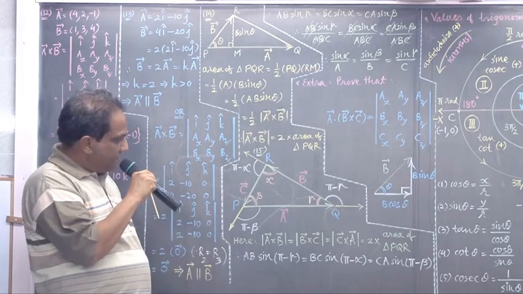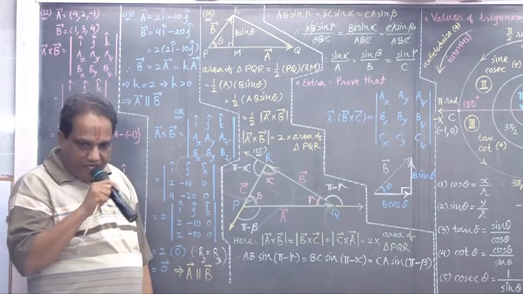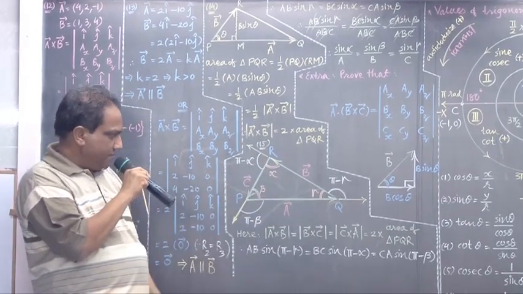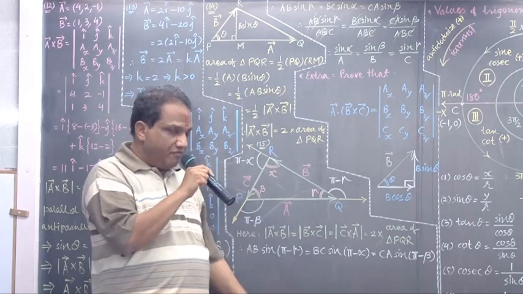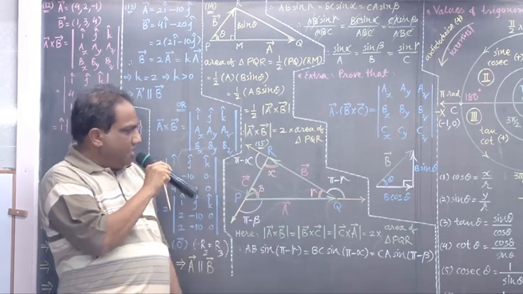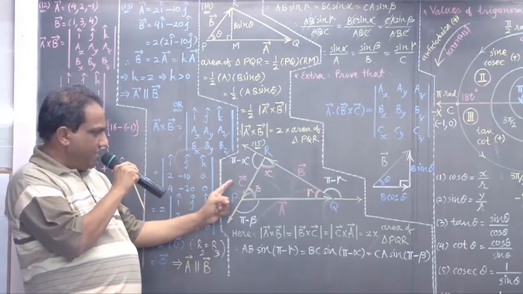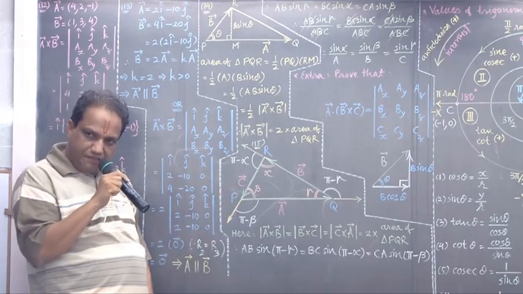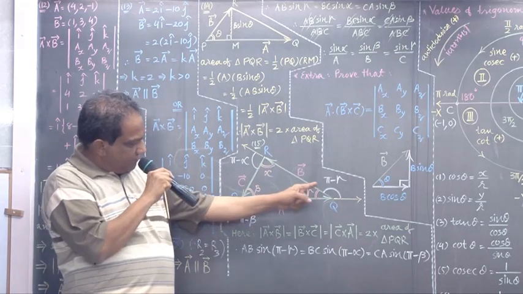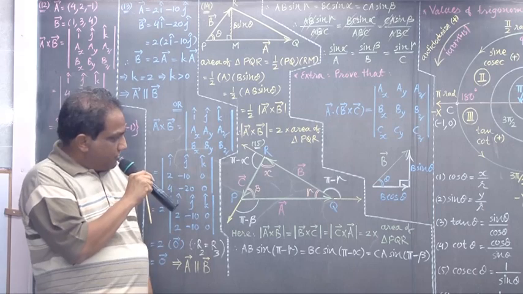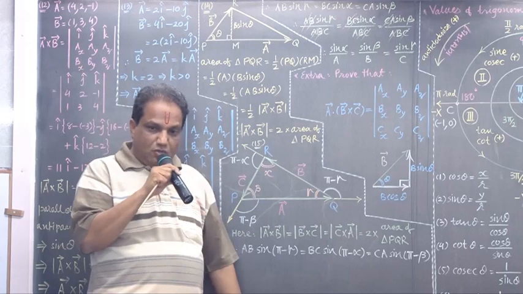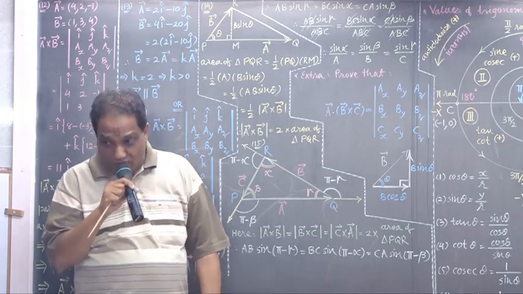It is complete. Look, again we take one triangle, PQR. Let this vector PQ be vector A, this vector QR be vector B, and this vector RP be vector C. Suppose this angle is alpha, this angle is beta, this angle is gamma. So what is the angle between vector A and vector B? Gamma? Don't say gamma.